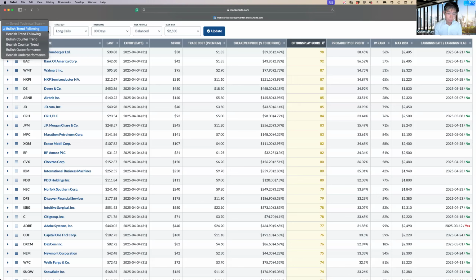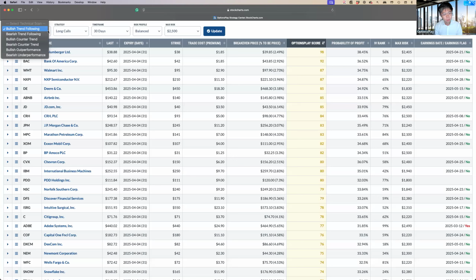Trend following ideas are basically you're trying to go with the trend. Counter trend ideas are effectively you are trying to identify the turning point of a trend. So something is very bearish, you think it's now going to turn bullish, or vice versa. And then lastly, we have outperformance and underperformance, meaning what are the stocks that are beating the market and what are the stocks that are underperforming the market.